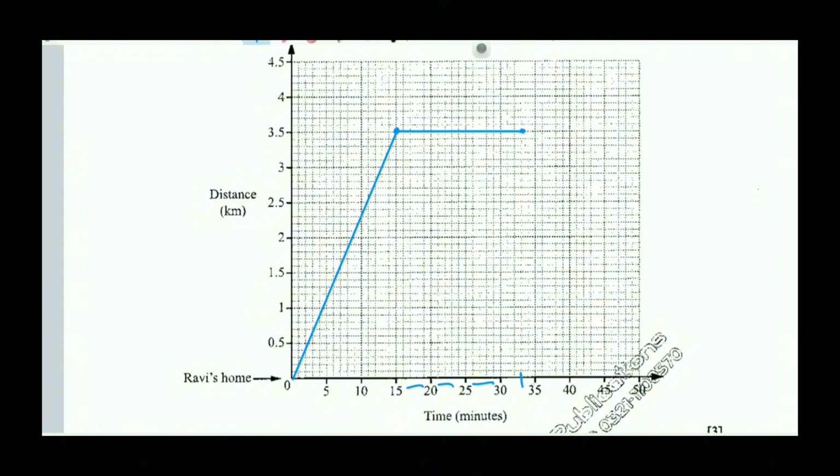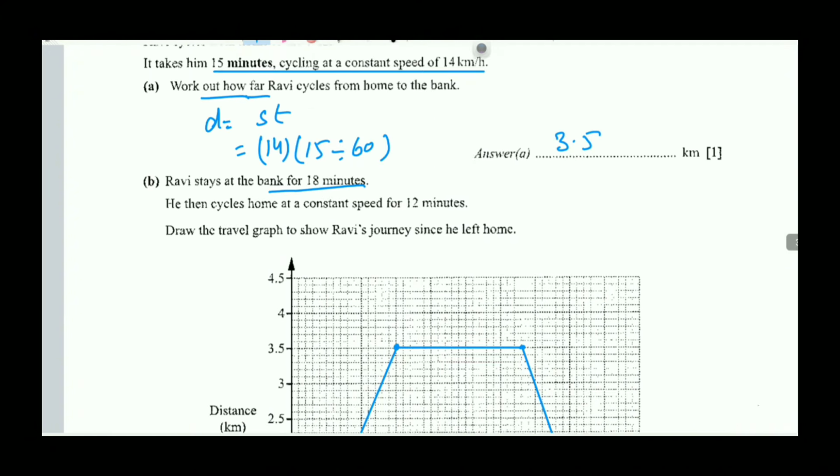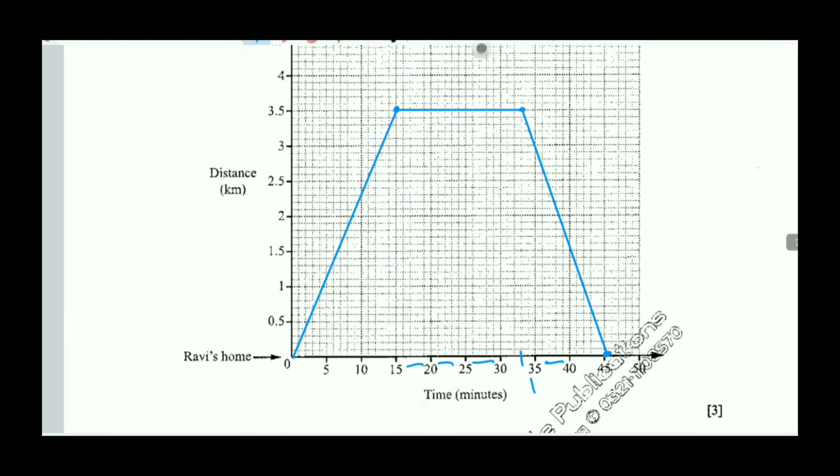So 18 plus 12, 45. So till 45 it will be completed. 12 minutes will be completed. So you will complete that graph like that. You will just look at the time, because the distance will be the remaining distance, because he has to reach home. So this is the way how you can complete the graph.